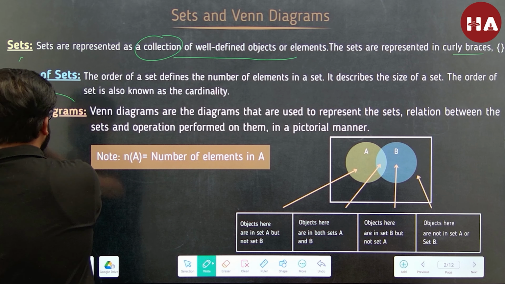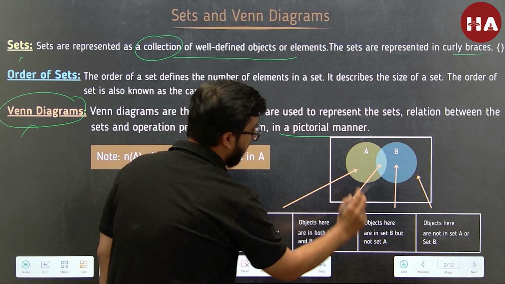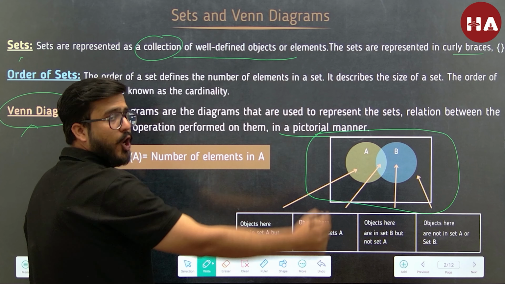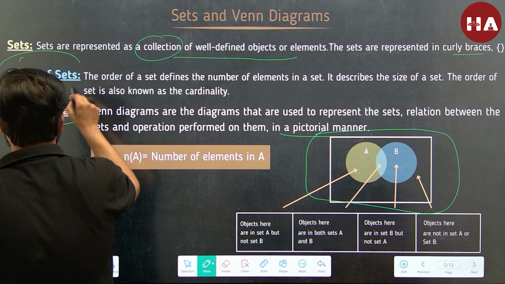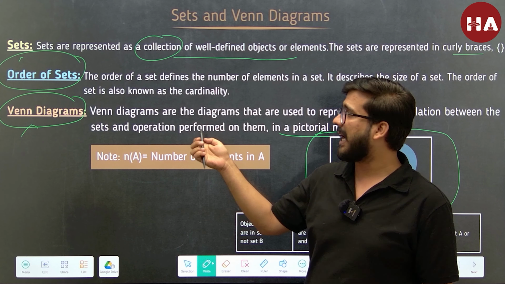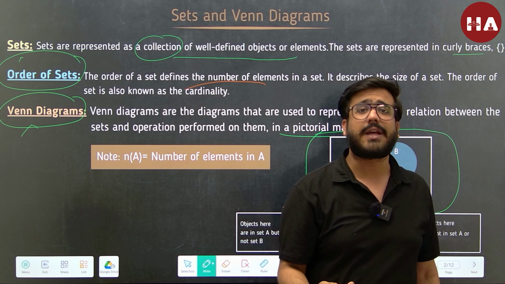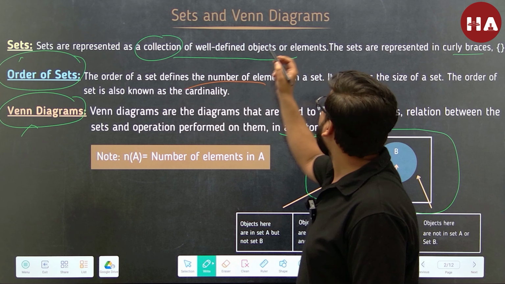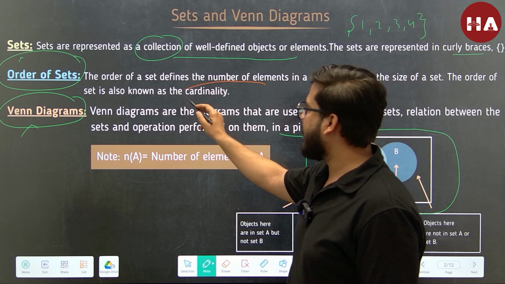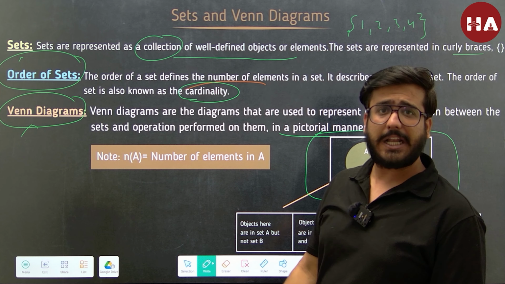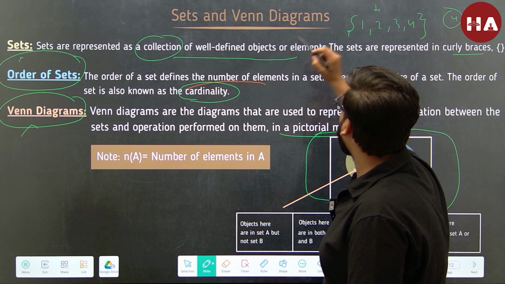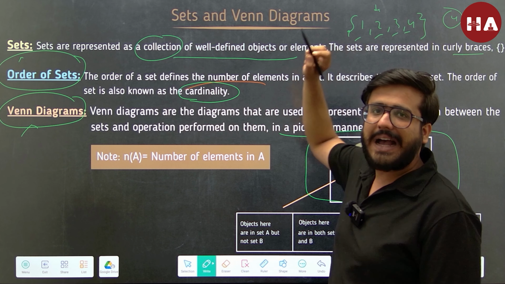If we are representing sets in a pictorial manner, then these are called Venn diagrams, as you can see here. Now we have to talk about the order of the sets. What does order of the sets mean? Order of the sets means how many elements are there in a set. So if I am writing the elements as 1, 2, 3 and 4, cardinality is defined as the number of elements in the set, which will be 4. Number 4 means the total number of values in the set.